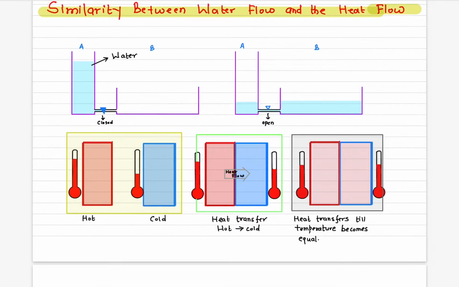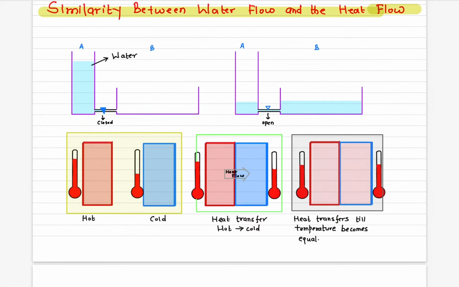Remember, the water flows from higher height to lower height, and it continues to flow from a higher level to a lower level till the level difference is zero. If there is no difference in the level, then the water flow will stop. But as long as there is a difference in the height level, the water will continue to flow.